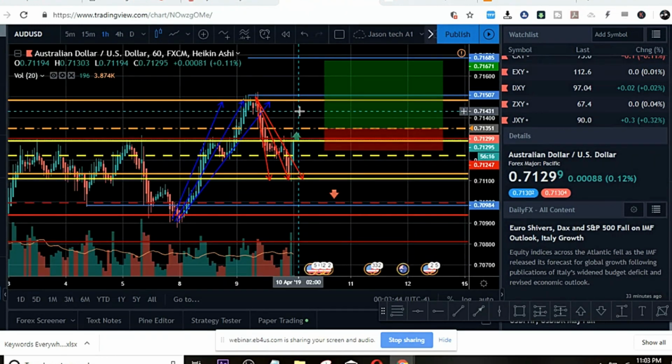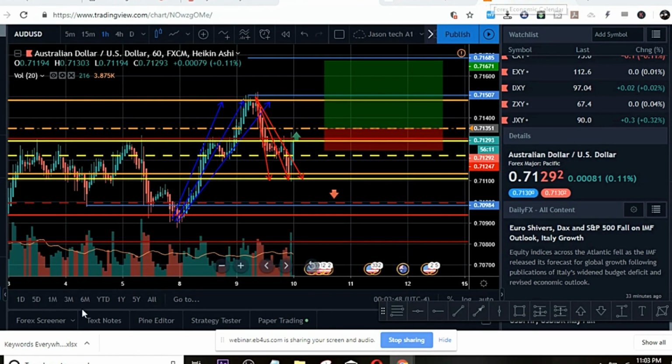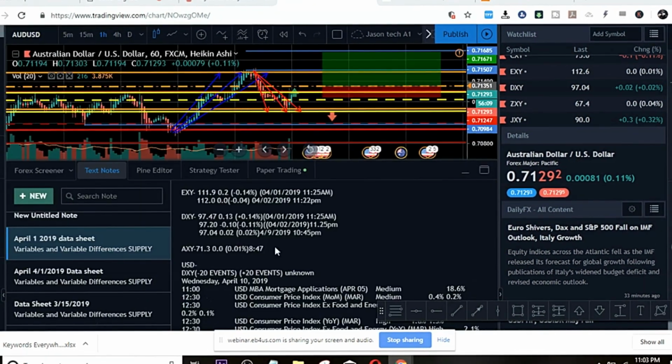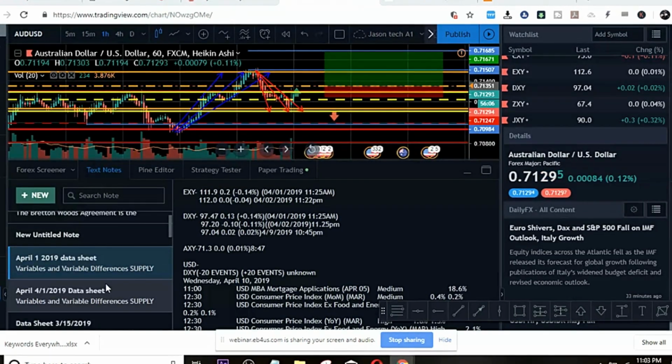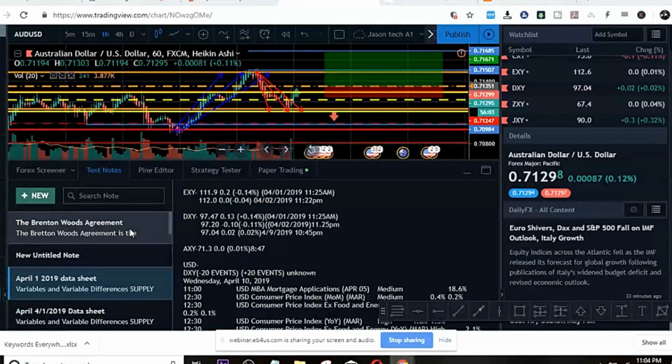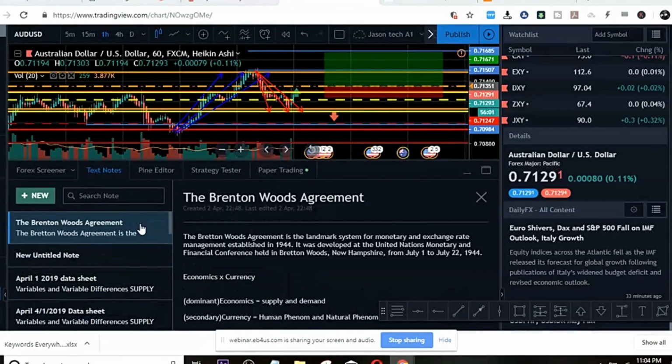Now let's go to the money, where the money talks and all of the stuff walks. So, like I said, we're going to go back to the first initial statement. This is the fundamental analysis. The Bretton Woods Agreement is a landmark system of monetary exchange rate established in 1944. It was developed for the United Nations Monetary Financial Conference held in Bretton Woods, New Hampshire from July 1st to July 22nd, 1944.